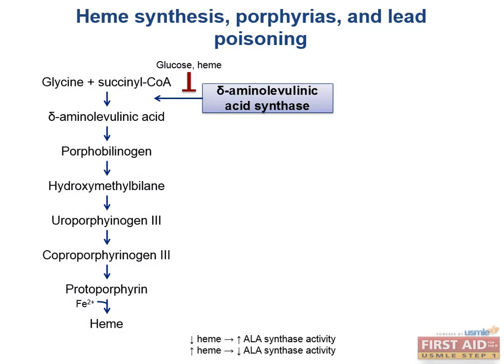So, if heme is low, then ALA synthase activity is high. And if heme is high, then ALA synthase activity is low. Another important point to remember is that this enzyme uses vitamin B6 as a cofactor. As you may recall, sideroblastic anemia is caused by a hereditary delta ALA synthase deficiency. This can be treated with vitamin B6. And now you understand a little more about why.